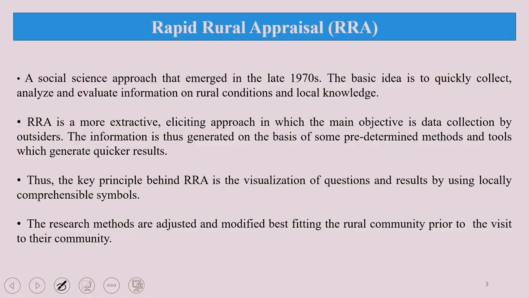When we look at rapid rural appraisal, RRA, this approach started as a social science approach that emerged around the 1970s. The basic idea was to quickly collect, analyze and evaluate information on rural conditions and local knowledge. This technique is a more extractive and eliciting type of approach in which the main objective is data collection by outsiders. It means, if we go to a village and try to assess the natural resources.